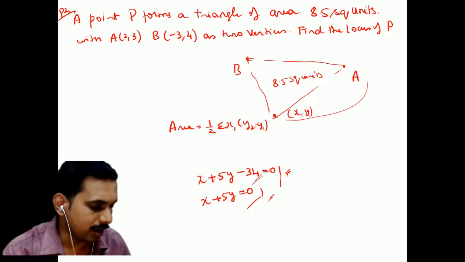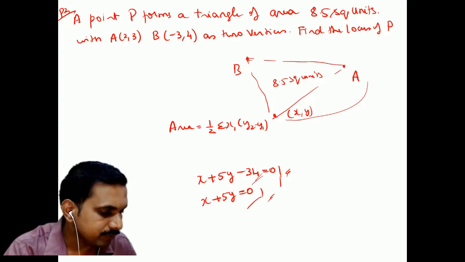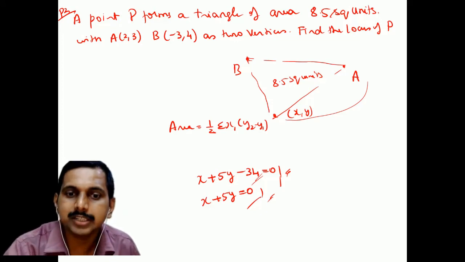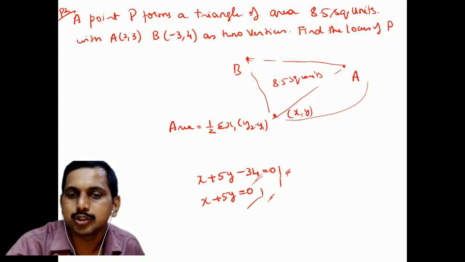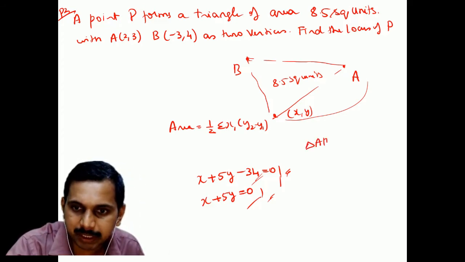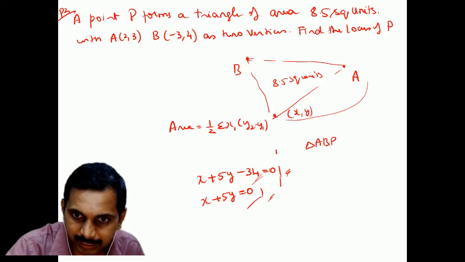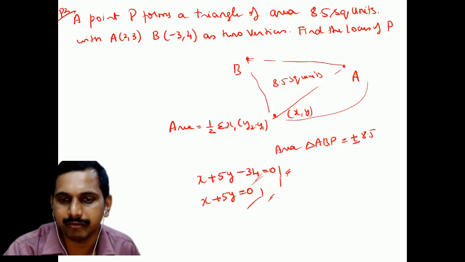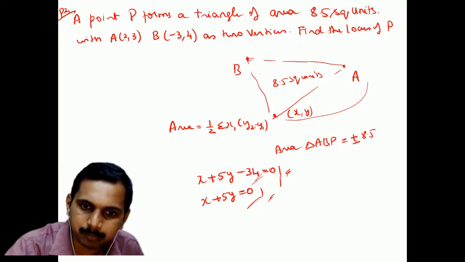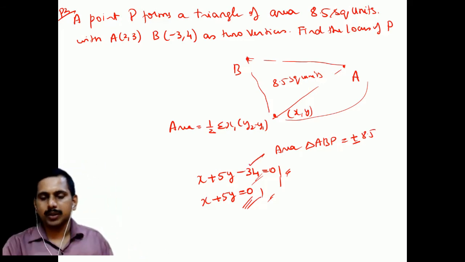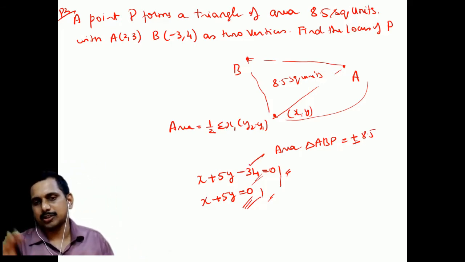That is because when you take area, area can be positive or negative. That is one thing we have to keep in mind. So the answer what we have to take is triangle ABP. The area can be plus 8.5 or minus 8.5. When you take plus 8.5, you will get this as the answer. When you take minus 8.5, you will get that as the answer. Both have to be taken.